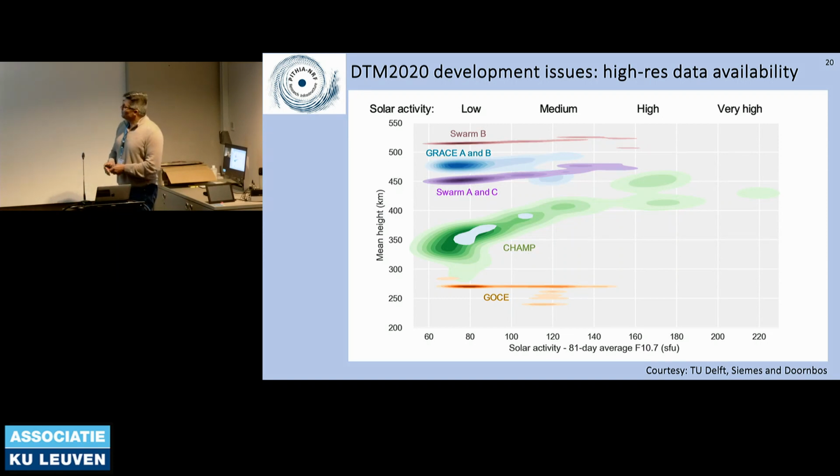Data distribution again, just focusing on the recent data since 2000, so the high resolution accelerometer data. So this is altitude versus solar activity. You see here at the bottom, CHAMP, Swarm, GRACE. What you see here is solar activity: low, medium, high, very high. So for very high, there is just a few months of CHAMP.